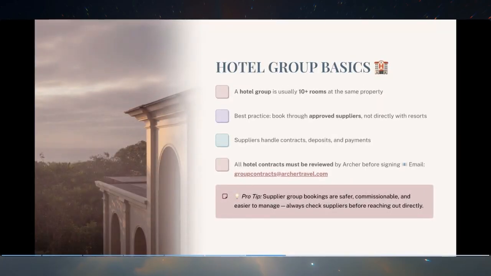Hotel group basics. Now, these are easy. I love booking hotel groups. A hotel group is usually 10 plus rooms at the same property. The best practice is, of course, to book through approved suppliers and not directly with the resorts or the hotels unless you have to. If you feel like it's just easier for you, that's fine. But that's when the contracts and all of that get mixed and it's going to get a little saucy. So we're going to get into it.